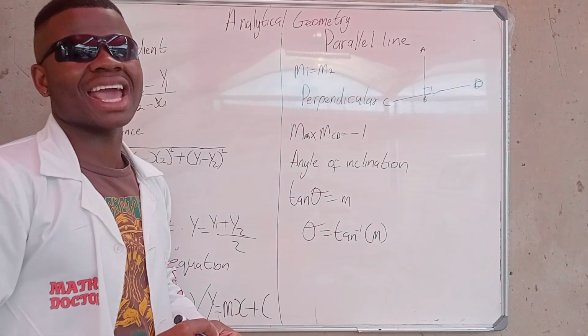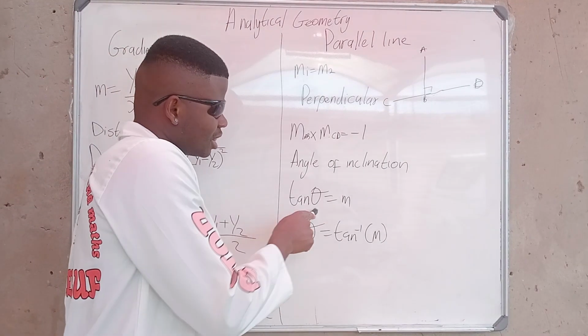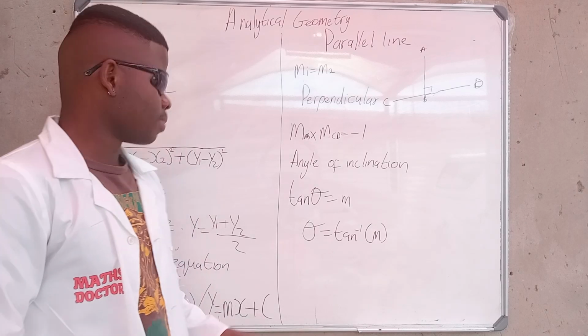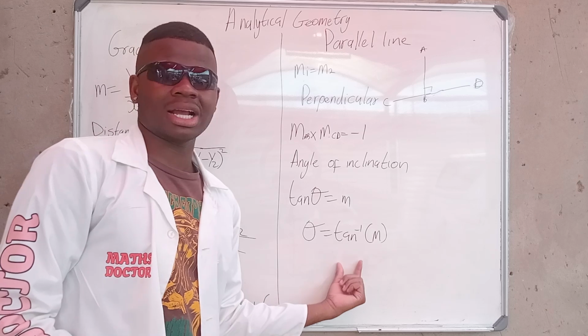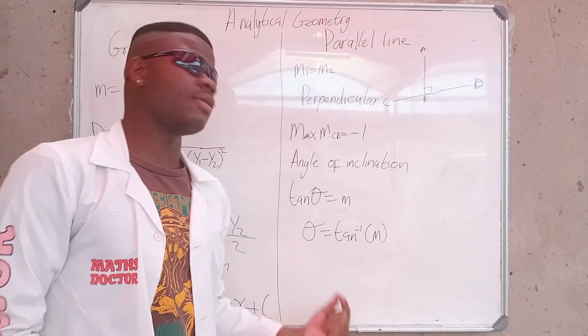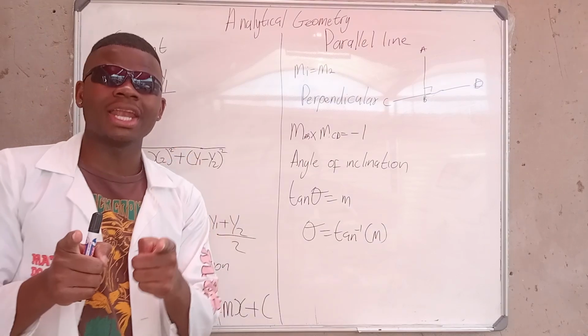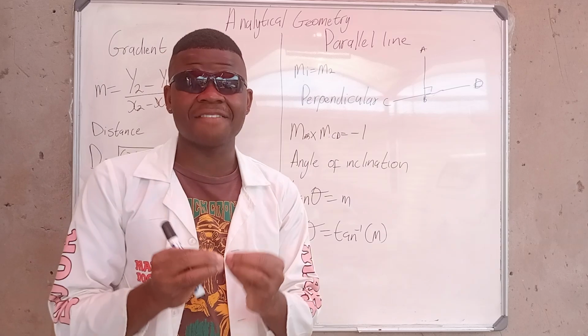Okay, now let's wrap it up with the angle of inclination. So tan theta is equal to the gradient. And then if you want to find theta, you just say arctan of the gradient, and then you find your theta. So in the next video, we are going to be dealing with the real life questions.